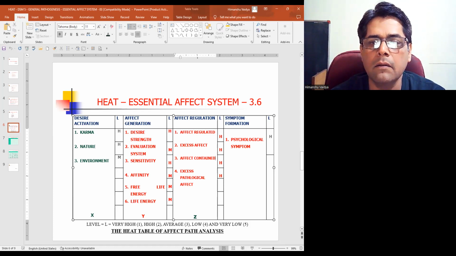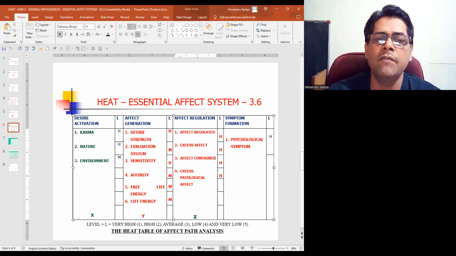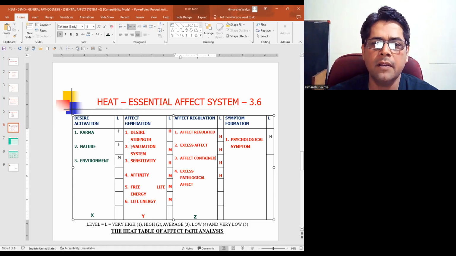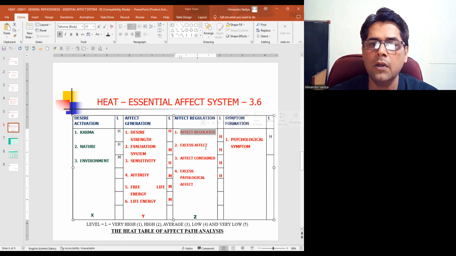And we get the details of in what part the problem in affect generation lies. Let us say we find that the affect generation problem lies primarily in the evaluation system. Then the outcome is to work on the cognitive part. If it is the sensitivity, then the outcome is to work on the sensitivity aspect. If it is regulation, then the task is to regulate it in a better way, to learn to strengthen the ego defenses. If it is containment, then the whole point is to develop the containing capacity.